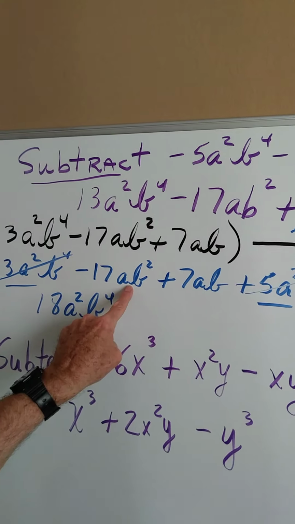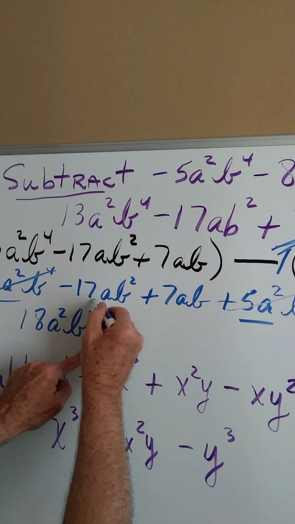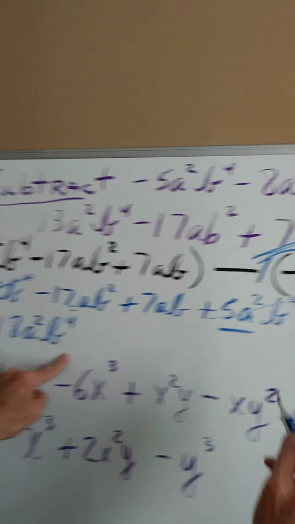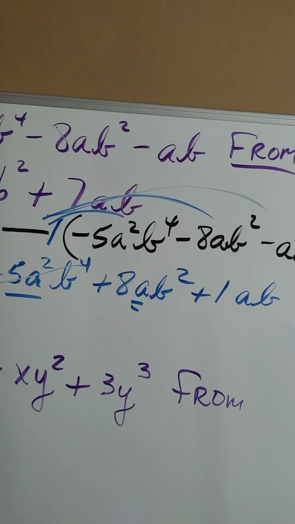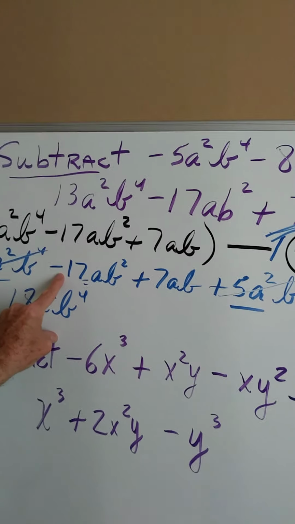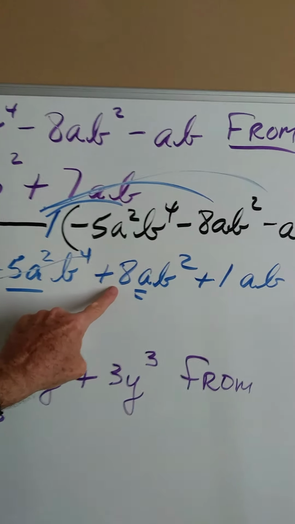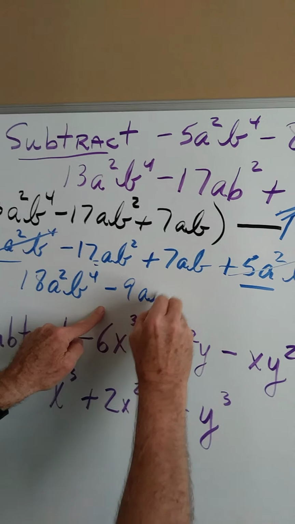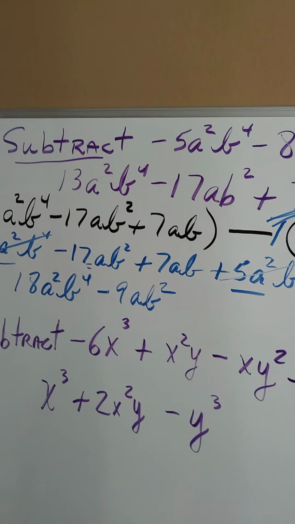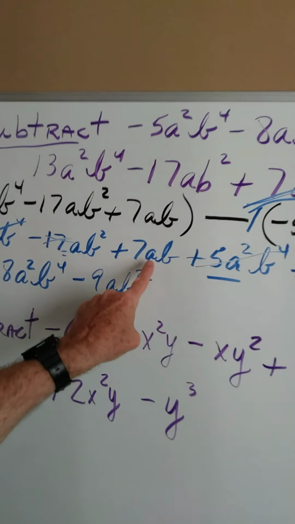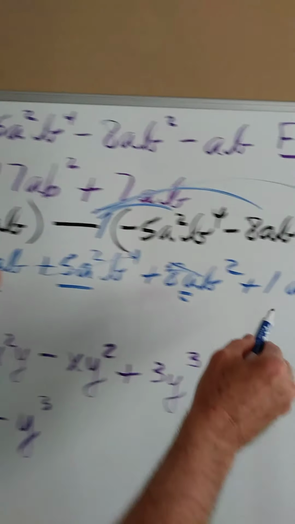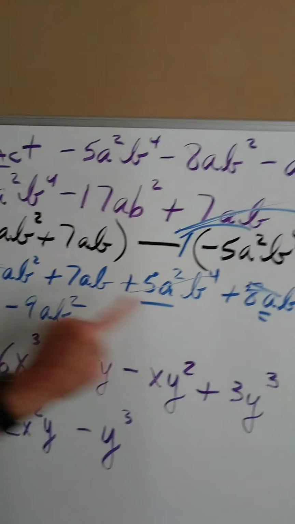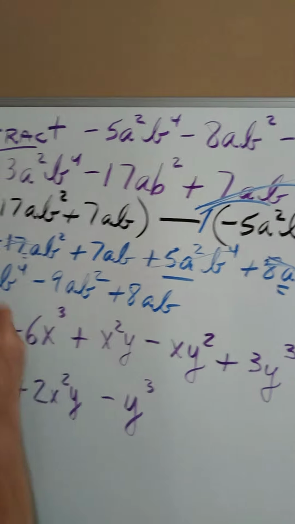Let's go to the ab squareds. Maybe a couple of lines. There's another ab squared. Negative 17 added to a positive 8, negative 9ab squared. Then the ab terms: positive 7, positive 1, positive 8ab. Done.